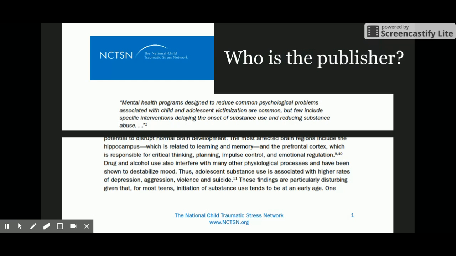Next, we have to ask ourselves, who is the publisher? I found the publisher of this article in two places on the first page. The National Child Traumatic Stress Network. So now we need to think about this company and if they have any sponsors or outside affiliations, who else might be linked on their page, and if they take responsibility for the content that they posted.